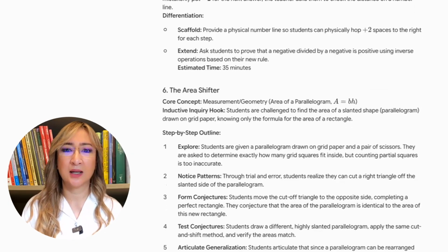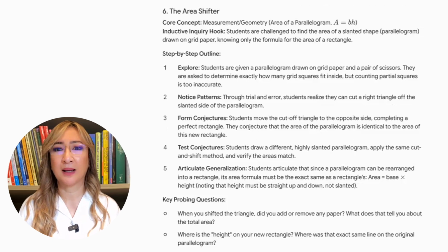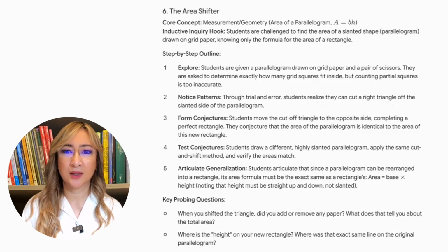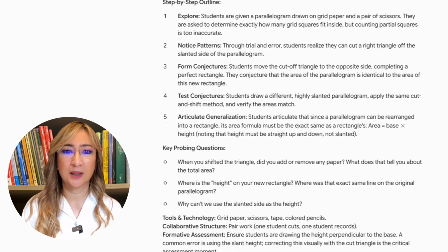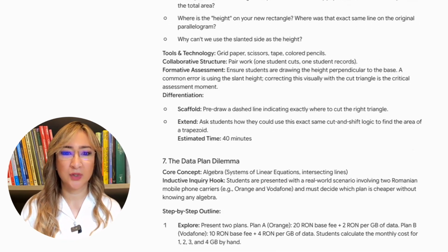So I can't say these are bad activities from Gemini, but I can't say that any are really creative because all of these activities I've seen before and I use, but at least it's good to help to remind me of these activities. The area shifter, so area of a parallelogram, and I imagine that they're cutting that so that it becomes a rectangle. Yeah, so that's one that I like to use as well.